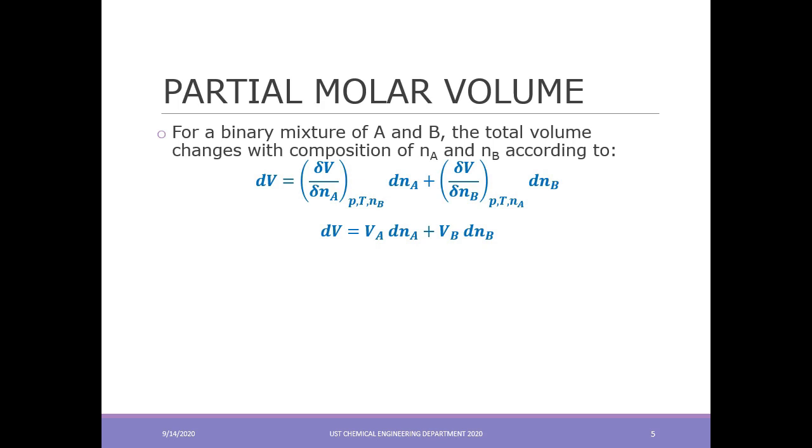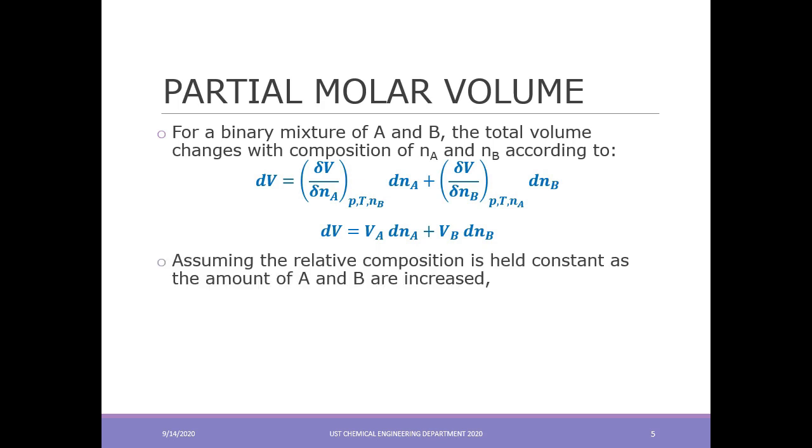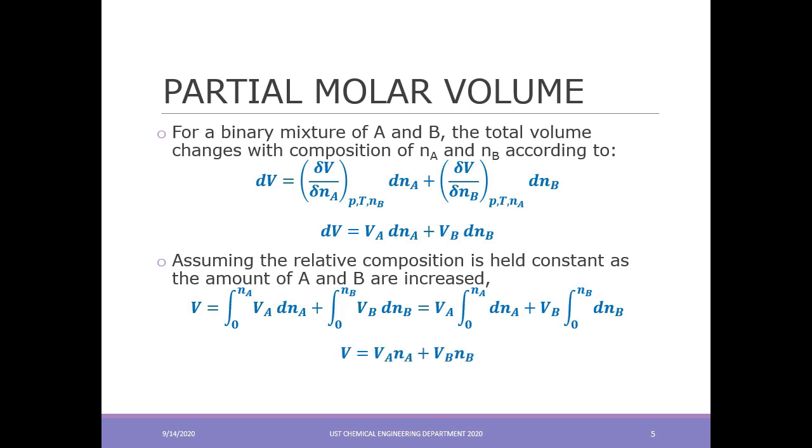If we assume that the relative amounts of A and B are both increased in a way that will keep the ratio constant, then we can integrate this equation with respect to n_A and n_B with the partial molar volumes of A and B as constant. We then get an equation for the total volume of a binary mixture as V is equal to V_A n_A plus V_B n_B. This concept of partial molar quantity can also be extended to any extensive state function.